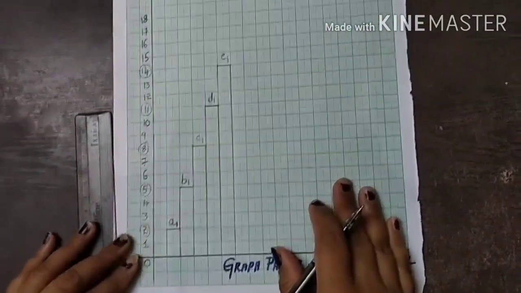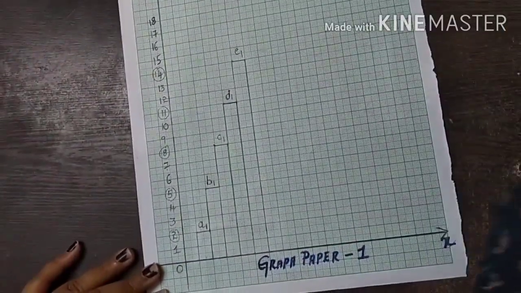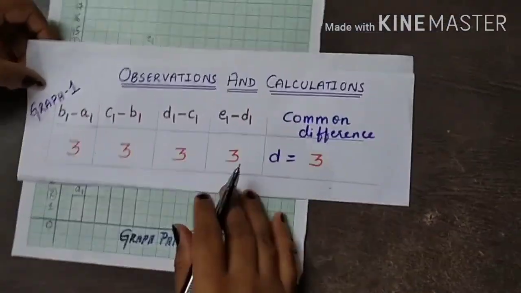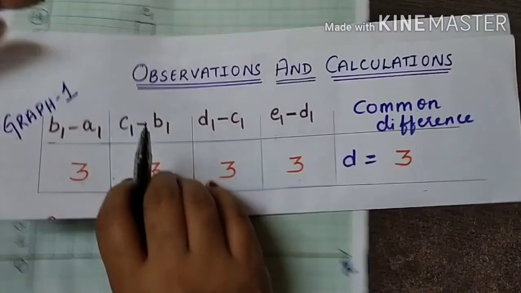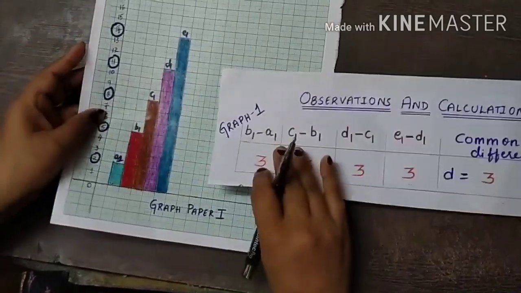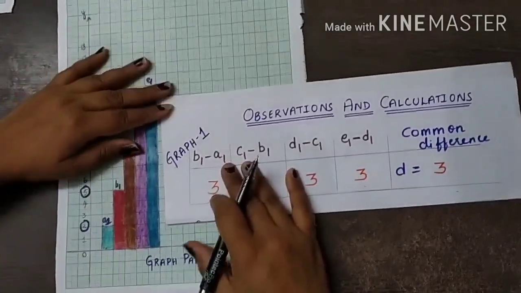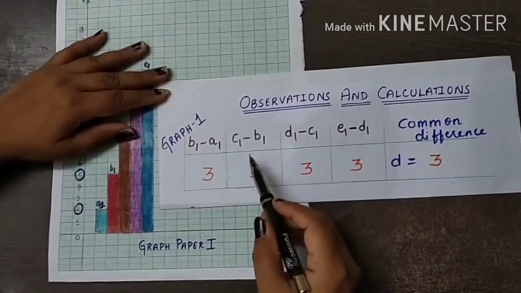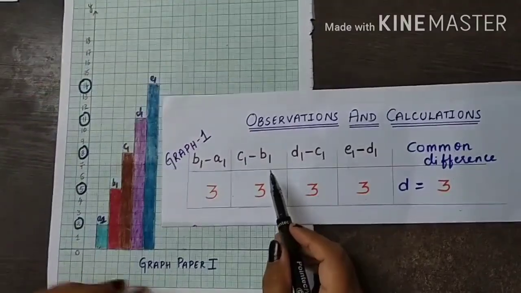Step 6. Record your observation in the first observation table. For this, I am using a completed graph. So we are recording our observations in the first observation table.